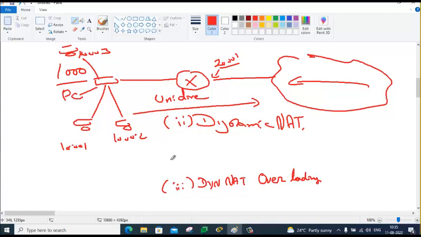You need to buy more public IP addresses. You need more mapping addresses because it's one-to-one. If you have 100 computers, you need 100 addresses to map.